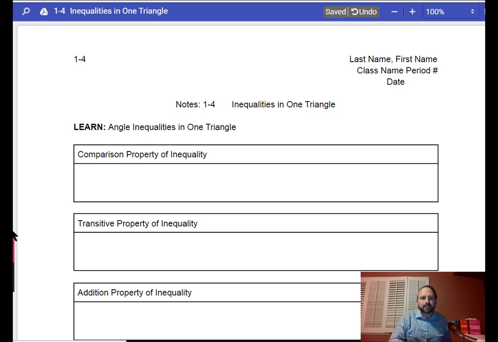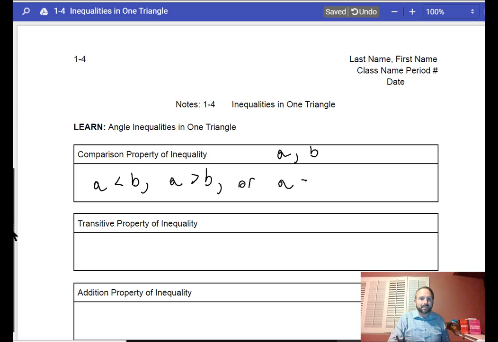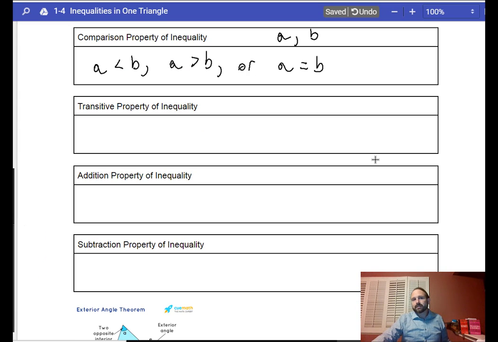So, we begin and jump into the comparison property of inequality. If we have two numbers, let's call them A and B, we don't know what they are, but we know we have two numbers. We understand that A can be less than B, A could be greater than B, or finally, A is equal to B. There are only three things that could happen when we compare A to B. All right, so let's continue.